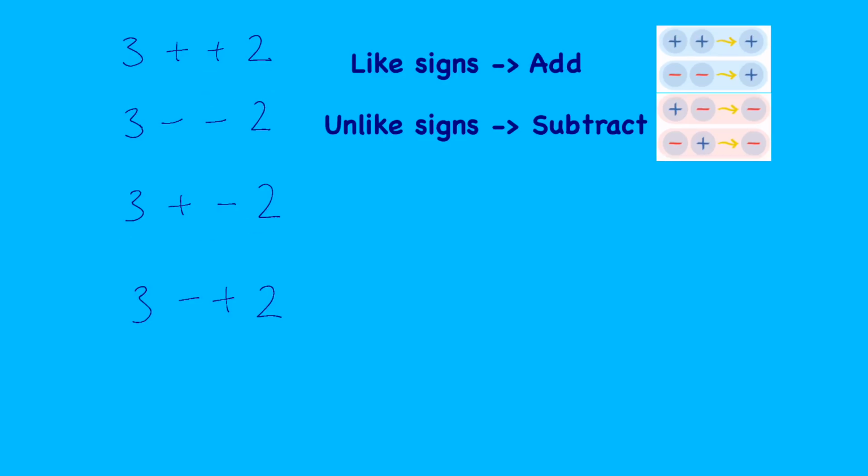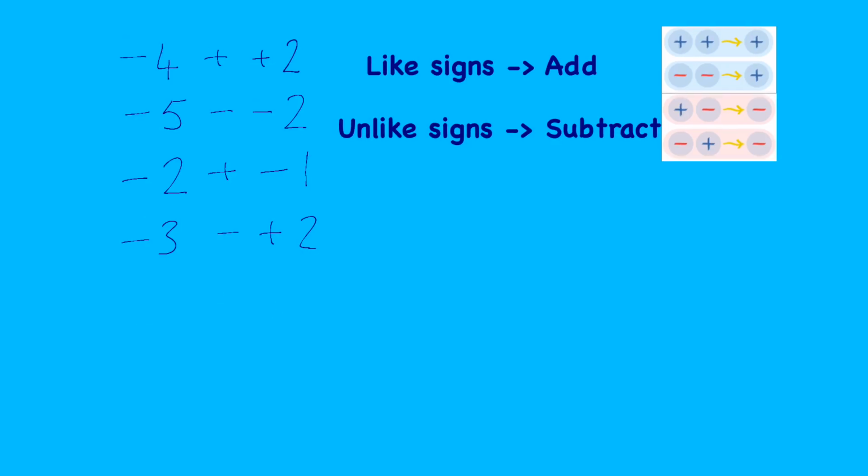You don't often see 3 plus positive 2 and 3 minus positive 2, because they normally just say 3 plus 2 and 3 minus 2. They don't normally put the positive sign in for a positive number, but sometimes you will see this. The thing that you need to be most aware of is you will often have 3 subtract a negative 2 and 3 plus a negative 2. In these instances, you must remember these rules over here.